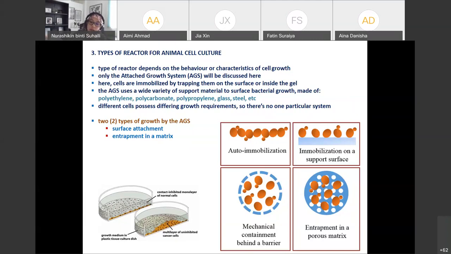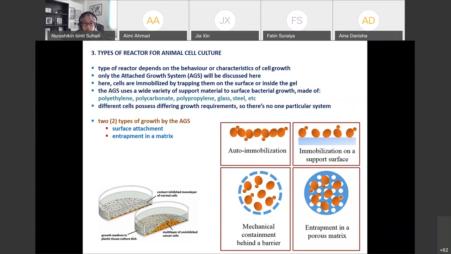So when you roll it, it's called roller bottle. It's because the bottle is rolled up and down, in a very gentle way. So what is actually flowing is the media. So the media comes, flows back and forth in order to give the nutrients to the animal cells. So the bulk flow is there.